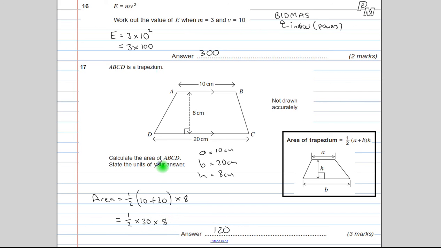Don't forget this bit, state the units of your answer. If the lengths were given in centimetres, the area is given in centimetres squared. Now this mark here is independent of what you've written here, so you could get this completely wrong, write centimetres squared and still get that one mark. It's also an easy mark to drop if you forget it. So look out for if it says state the units of your answer.